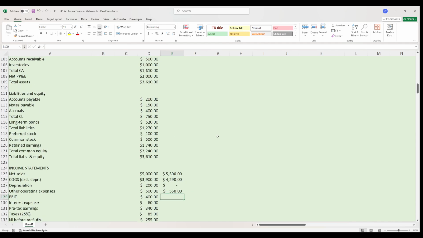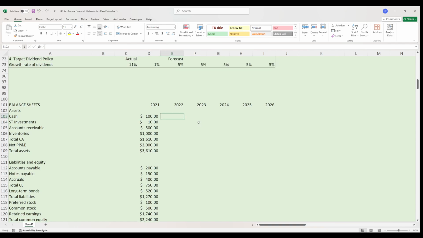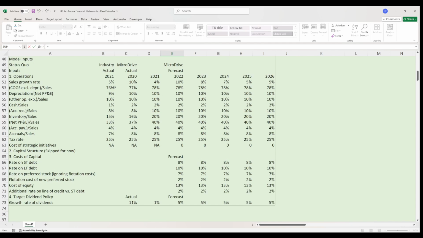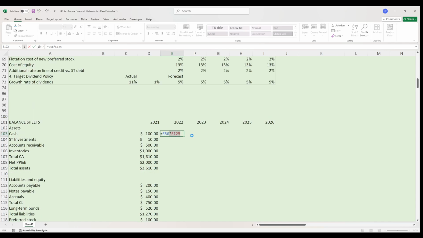And I'm ready to jump to the balance sheet, starting from cash. If you look at this number, it's this ratio, also 2%. It's also a percentage of sales. You also have to use the forecast 2% multiplied with the sales, which is E125. I'm going to keep this in mind, E125, so that I don't have to scroll up and down again and again.